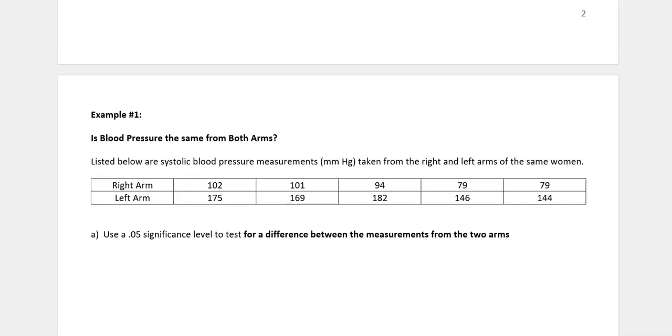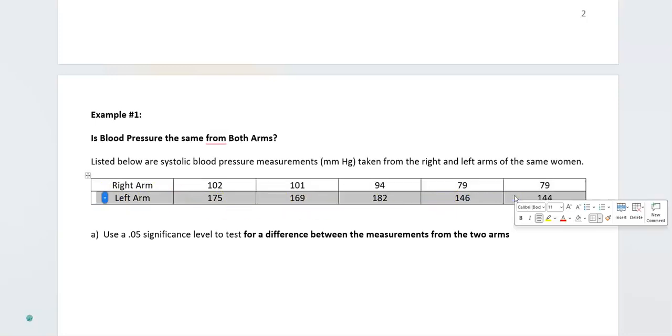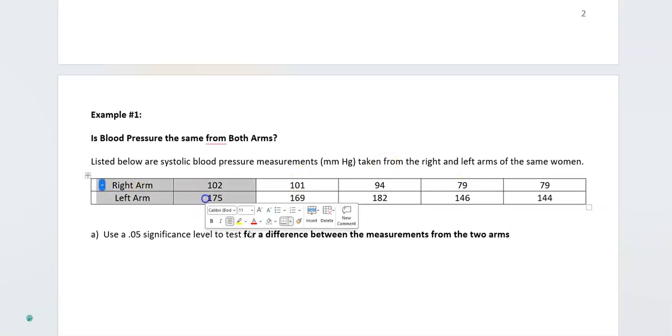Hi class, in this video we're going to go over example 1. And here's the basic idea. We're assuming that you have a sample that comes from a population and then a second sample that comes from a second population. And what we're checking is to see if there's a difference between the measurements from the first population and the second population.